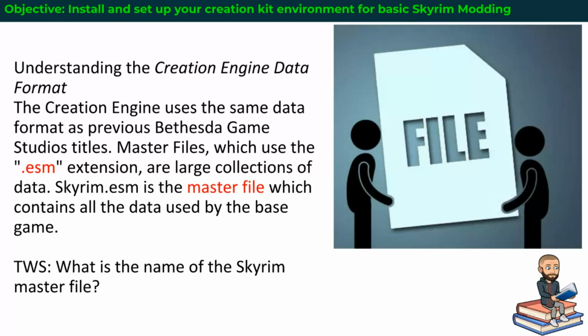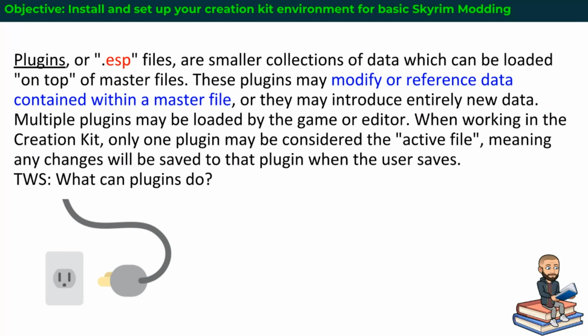So, understanding the Creation Engine data format. The Creation Engine uses the same data format as previous Bethesda Game Studios titles, such as Fallout. You have what are called master files, which use the .esm extension, maybe M for master. These are large collections of data. Skyrim.esm is the master file, which contains all the data used by the base game. Then there are smaller data files, which are plugins, or .esp files. Maybe think P for plugins.